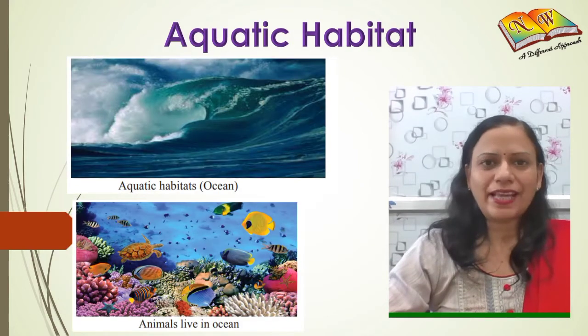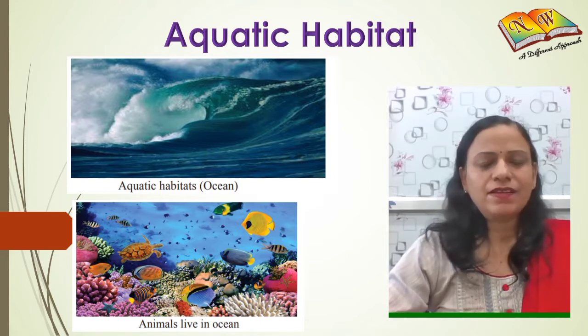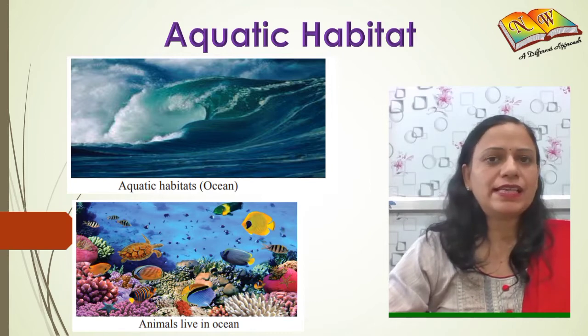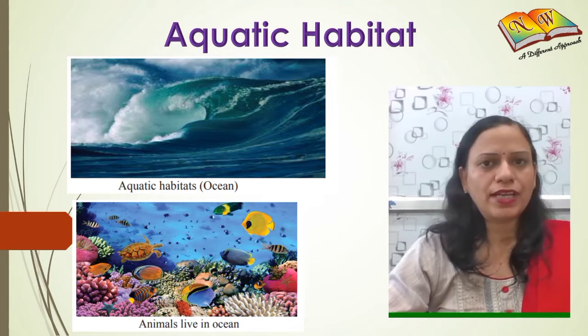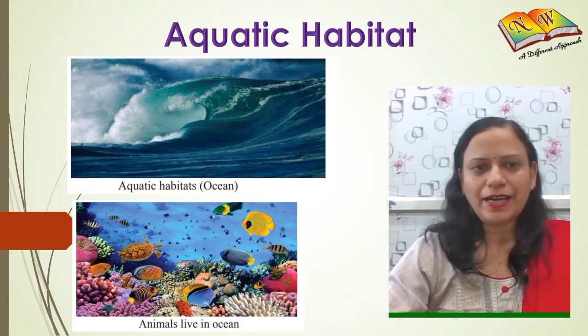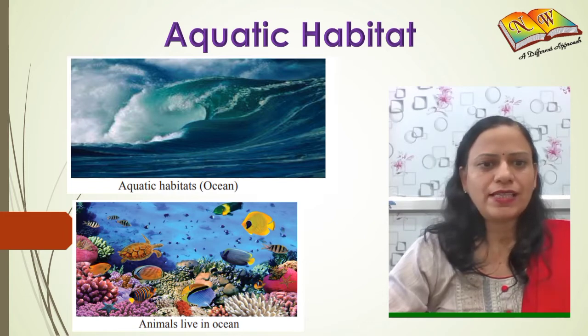Next is the aquatic habitat. Aquatic habitat means habitat in water. It could be of different types. Organisms living in the seas or the oceans where the water is salty are said to occupy a marine habitat, whereas organisms which live in freshwater sources such as rivers, lakes, ponds are said to be in a freshwater habitat. So on your screen, you can see the image of an ocean.